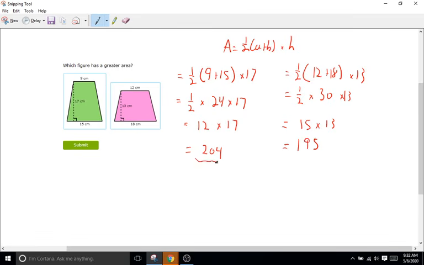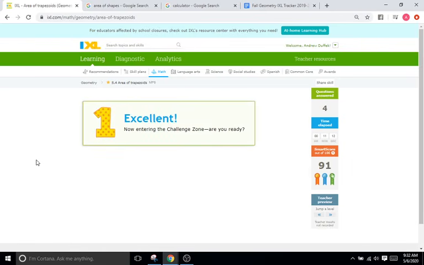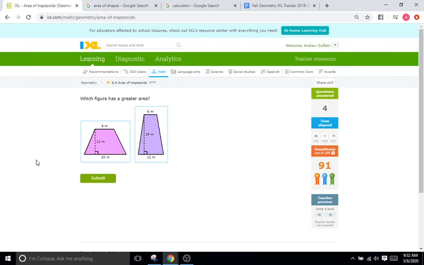Okay, so 204 is clearly larger than 195, so our first trapezoid is going to have a larger area. There we go. Okay, that is where I'm going to stop the video.